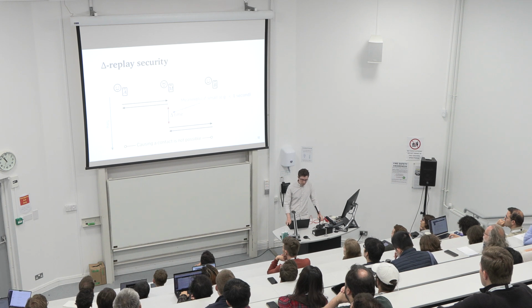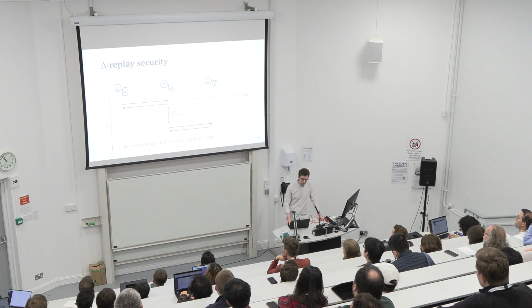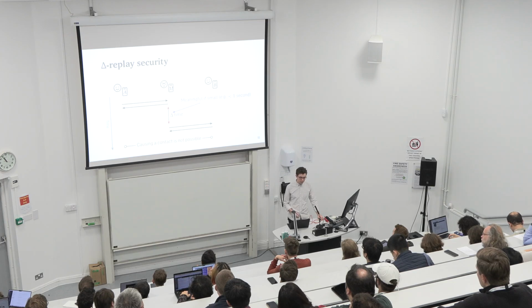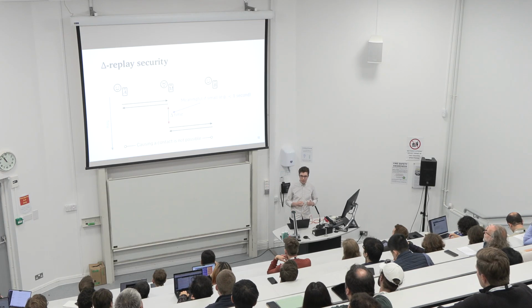And what I want to mention is that delta replay security is only a meaningful property if we consider small delta. So ideally maybe sub-second, which essentially means the user M receives a message from the user A, and this message is immediately not really useful to replay to the other user B.